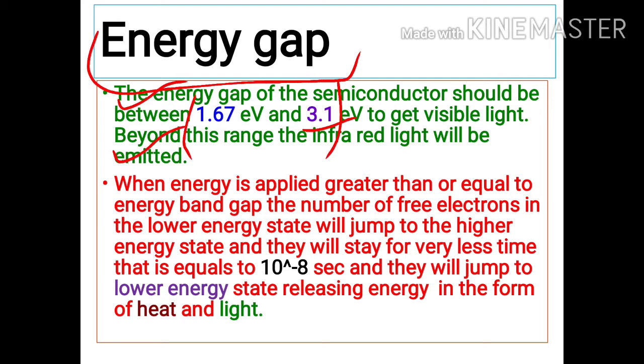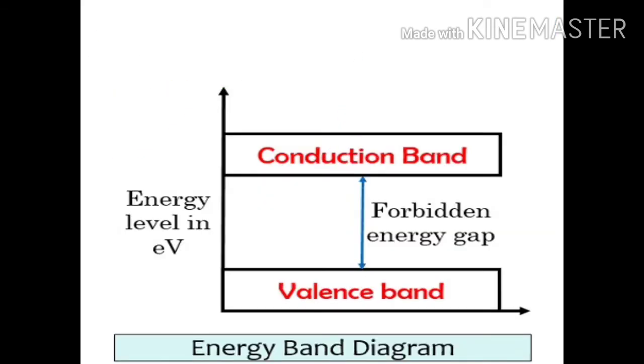rays. So now we are going to see when the energy applied is greater than or equal to the energy band gap, the number of free electrons in the lower energy state. So you can see from this figure.